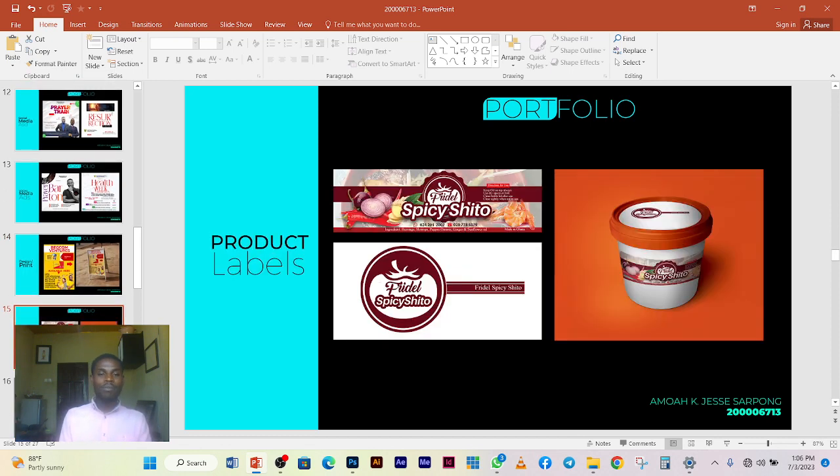Also, we did some product labeling for a client. When she came, she had nothing in mind, so we created a logo, Fidel Spicy Shito. With the logo we helped create a flyer for a unique identity, and then we put it on a mock-up for posting and all that. That is also another aspect that I did for a client.